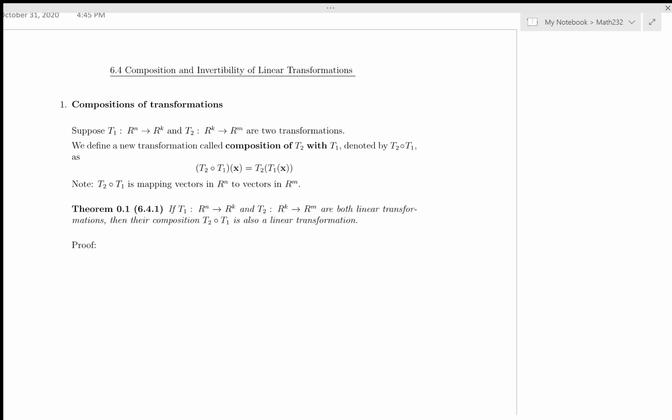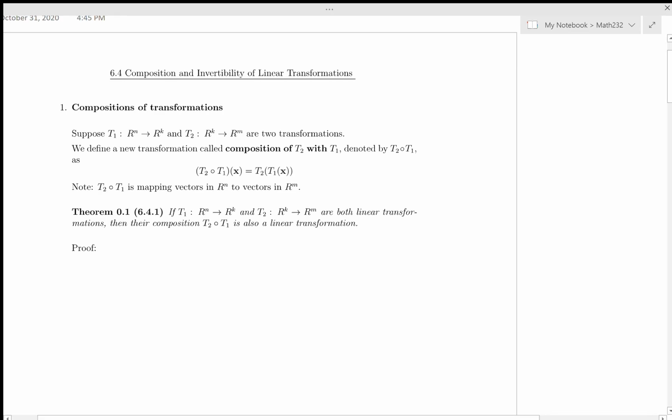That is section 6.4. Okay, I think this lecture will be a little bit shorter than the last. That may or may not be good news.